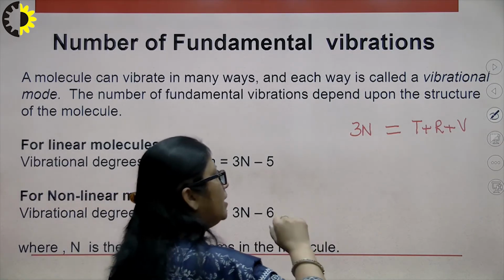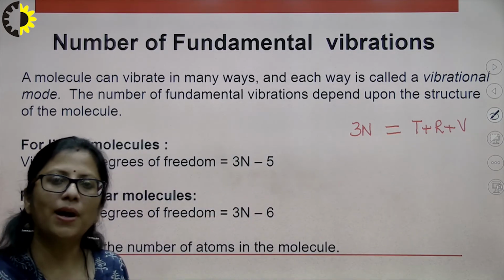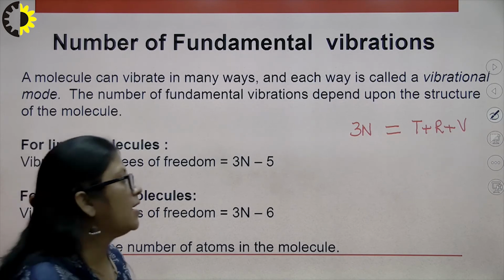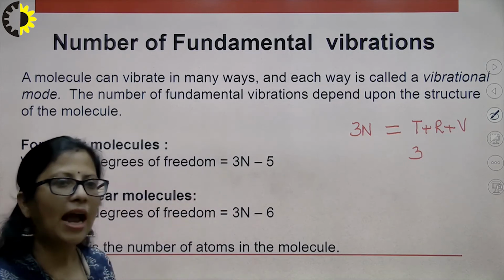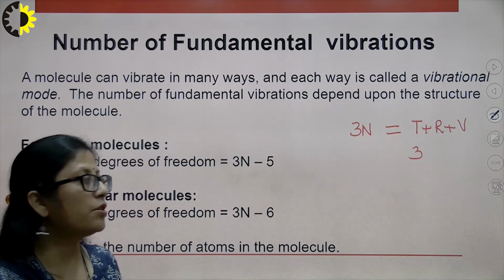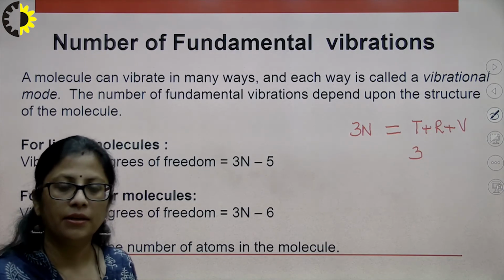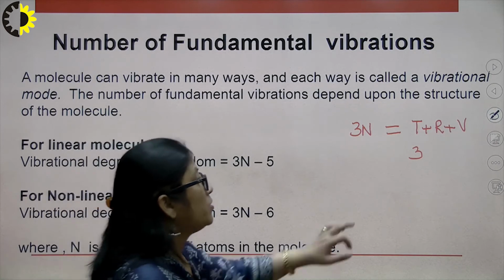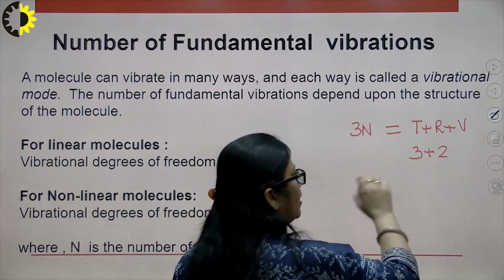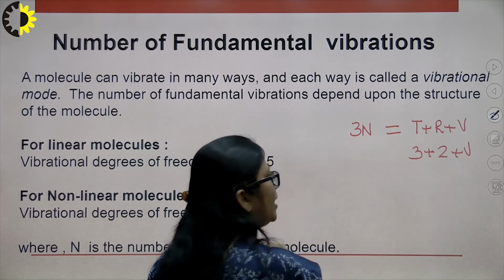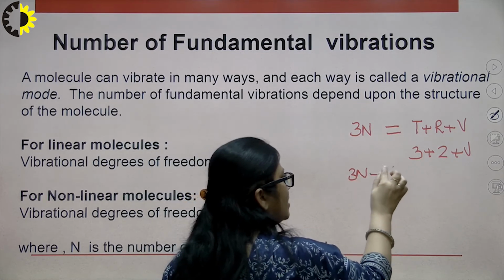Now, since translational is always 3, along the x, y and z axes, the translational degree of freedom is always 3. And for linear molecules, there is going to be rotation in only two directions, that is, about x or y, or x or z. So, there are 2 degrees of freedom for rotational. So the vibrational degree of freedom for linear molecules becomes 3n minus 5.